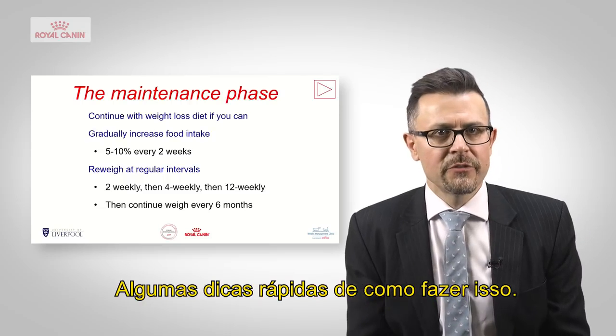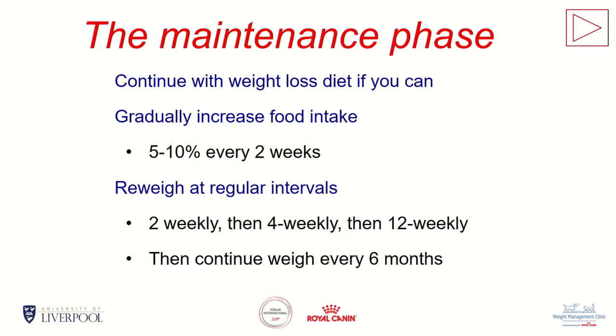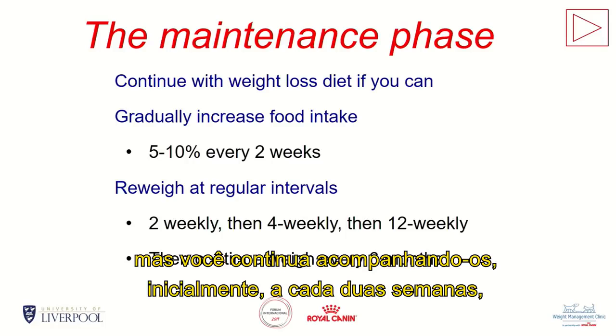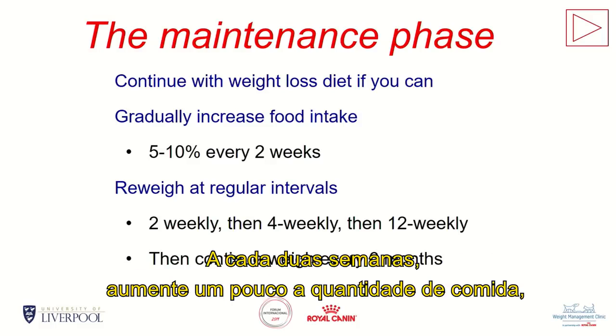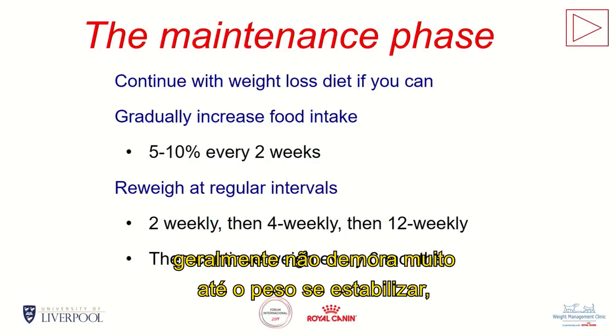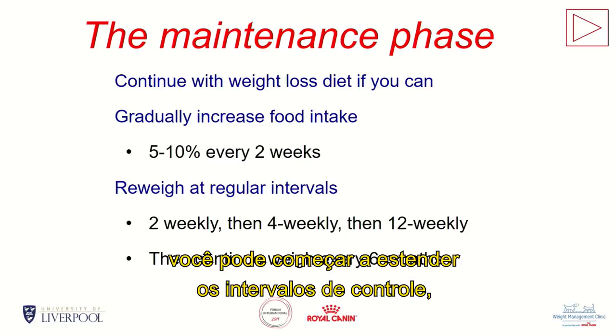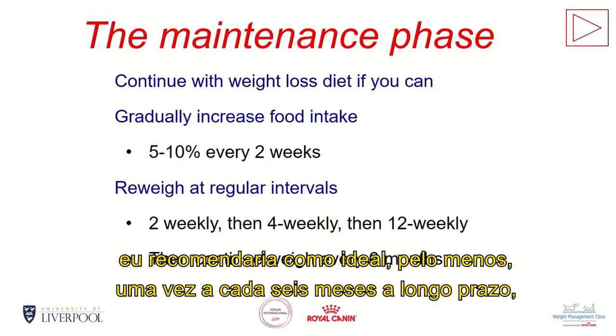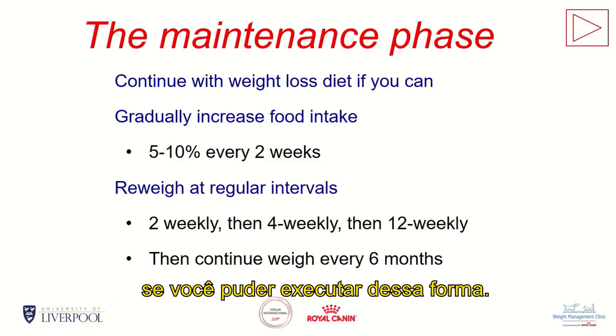And just some very brief tips on how to do this. You continue, as I say, with the weight loss diet, but you carry on seeing them initially every 2 weeks, if you can. Each 2 weeks, increase the food by a little bit, 5 to 10%. And if they're still losing weight, increase again and again until they're stable. Normally it doesn't take long before you find that they stay stable. And once they're stable, you can start to extend the intervals of checks, moving say to 4 weekly, then every 3 months. I would ideally recommend at least every 6 months long term if you can manage it.